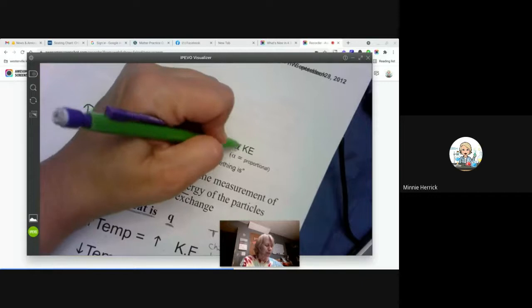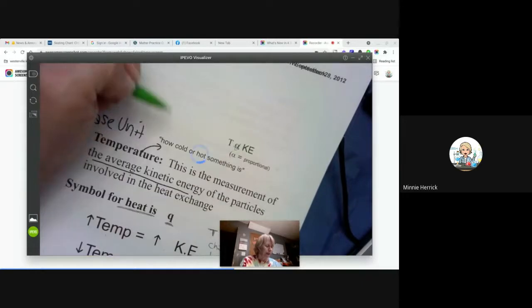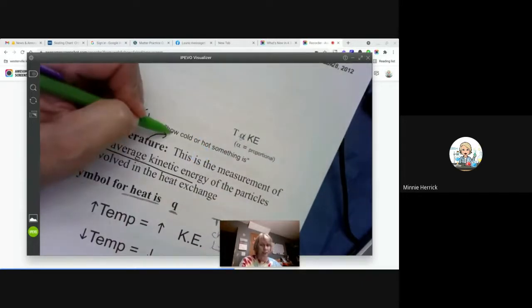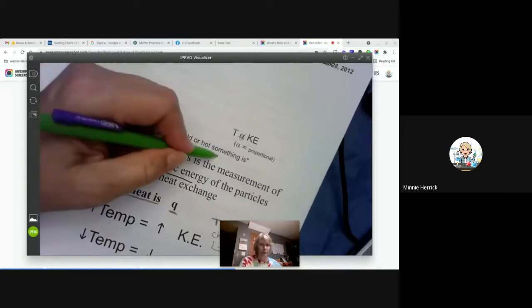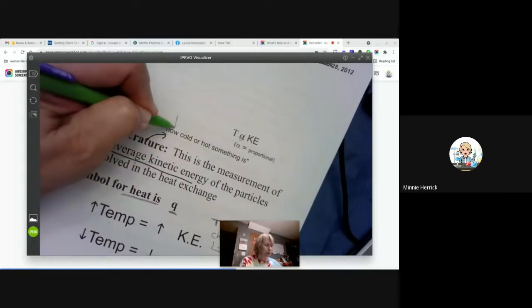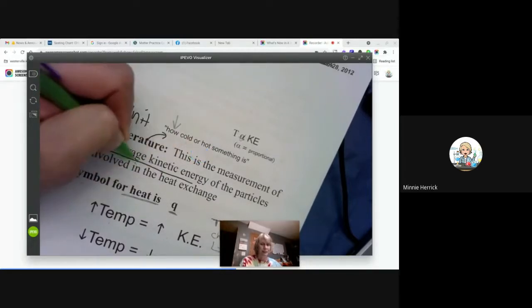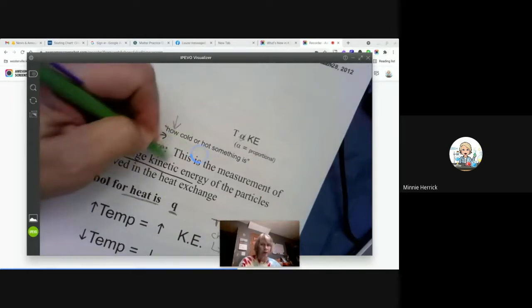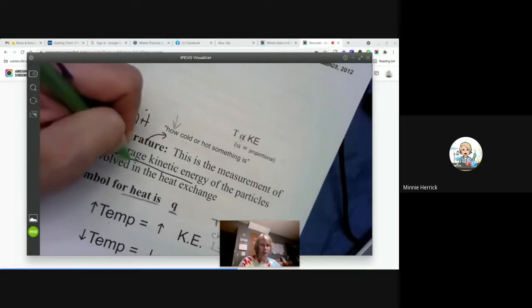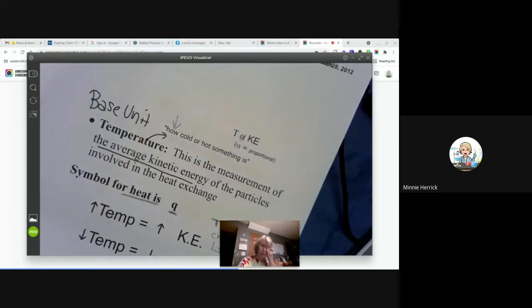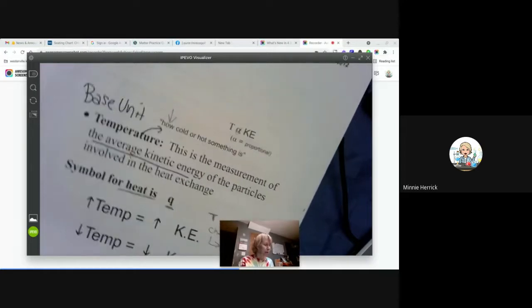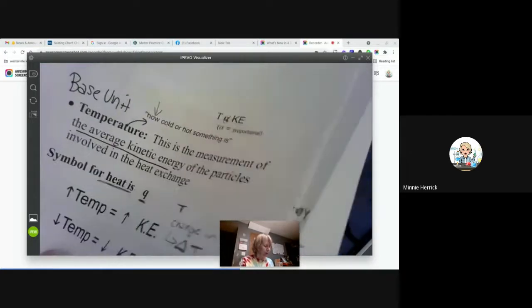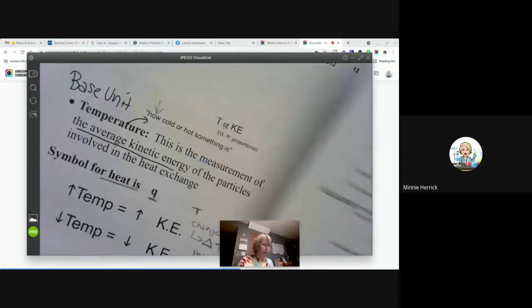It's a proportionality thing. It can also be a general definition of how hot or how cold something is. This is probably what you're used to knowing, but this is a more official definition. You could use both, but we always want to remember that temperature is an average kinetic energy of the particles.